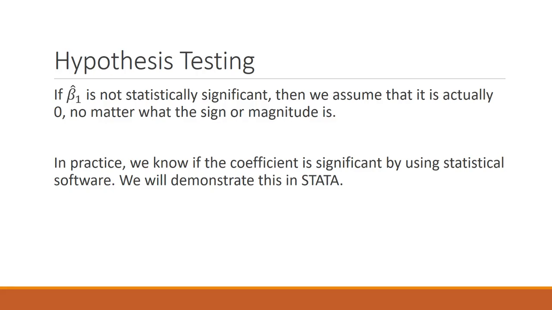Okay, let's just remember, what do I mean by statistically significant? What I mean is if I have evidence to reject the null hypothesis, then I would say it's statistically significant. So if I have evidence to reject the null hypothesis, that would mean that I have reason to believe that beta 1 is not equal to 0. Then I can say that my beta 1 hat is statistically significant. But if I fail to reject that null hypothesis, then beta 1 hat is not statistically significant. And if beta 1 hat is not statistically significant, then we assume that it is actually 0, no matter what the sign or the magnitude is.